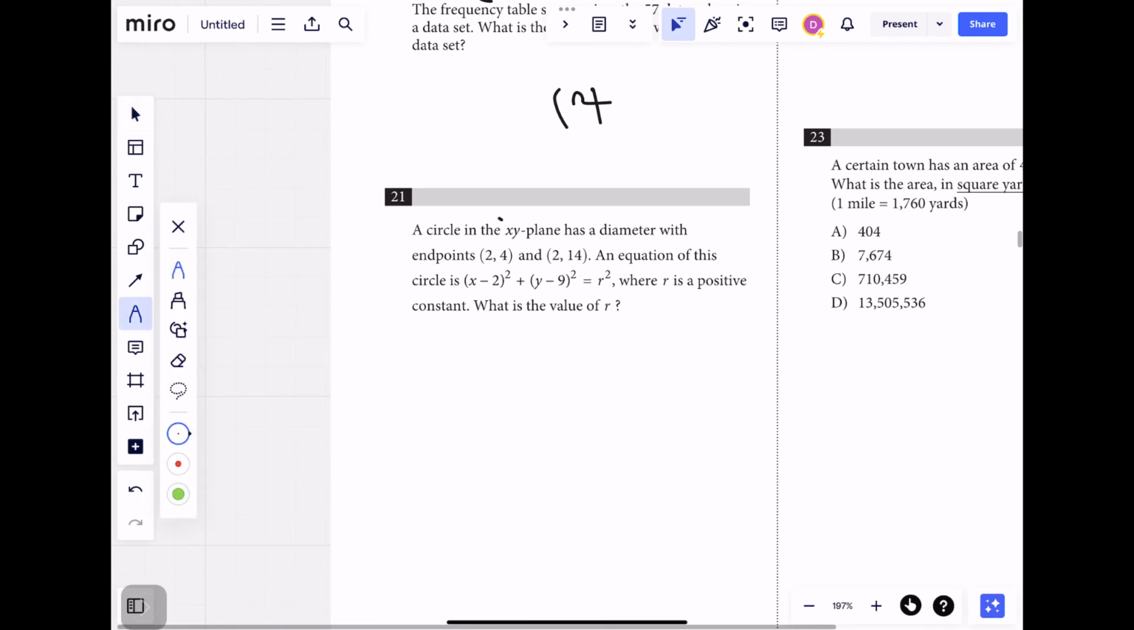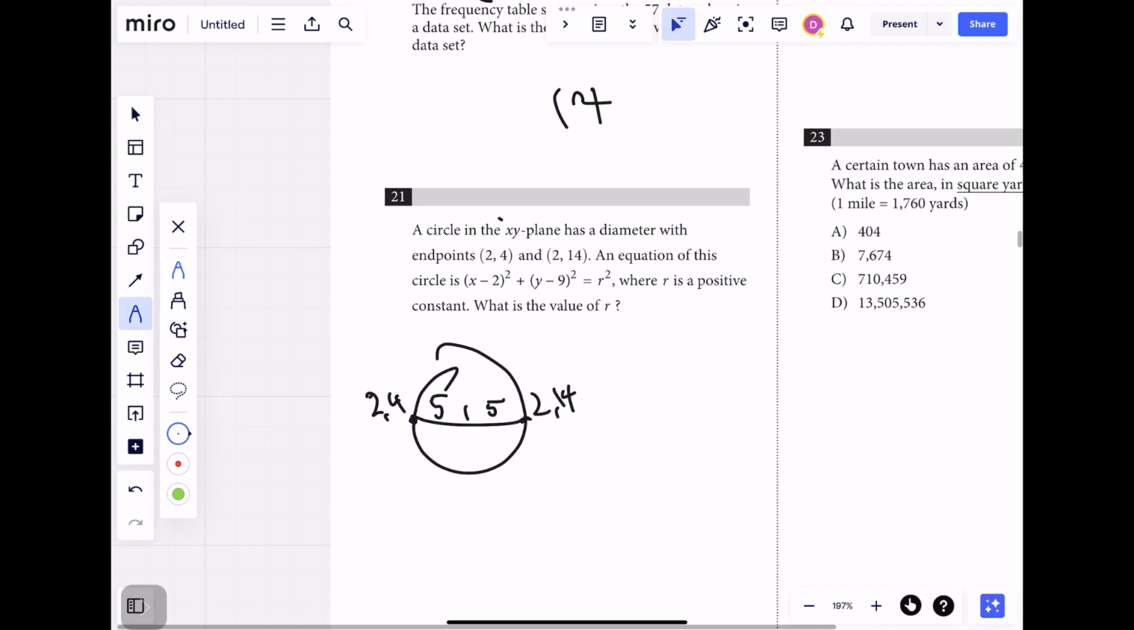A circle in the xy plane has a diameter with endpoints (2, 4) and (2, 14). So (2, 4), (2, 14). That means this is 10 units across. So the radius is 5.